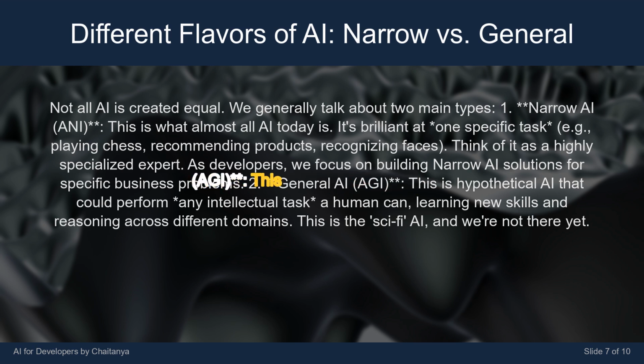2. General AI, AGI. This is hypothetical AI that could perform any intellectual task a human can, learning new skills and reasoning across different domains. This is the sci-fi AI, and we're not there yet.